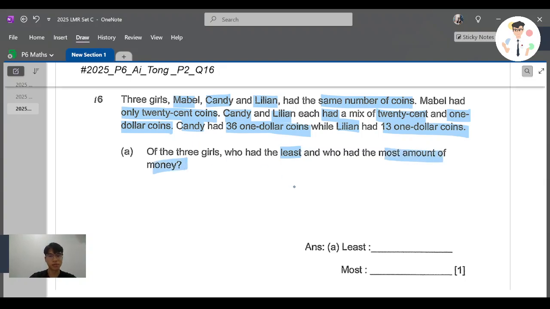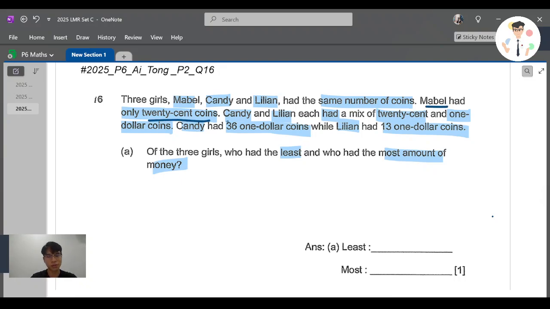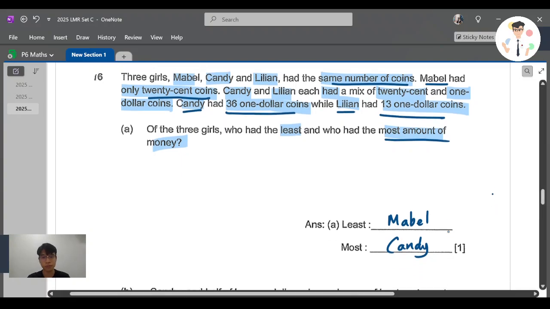I think nothing tricky. Mabel only has 20-cent coins, and the rest have a mix of 20-cent and $1 coins, and they have the same number of coins. So obviously, Mabel, the one with only 20-cent coins, has the least amount of money. Nothing tricky here, this is Mabel. Then between Candy and Lillian, who has the most? Candy, because she has 36 $1 coins, while Lillian only has 13. So it's Candy. Okay, nothing tricky, let's move on.